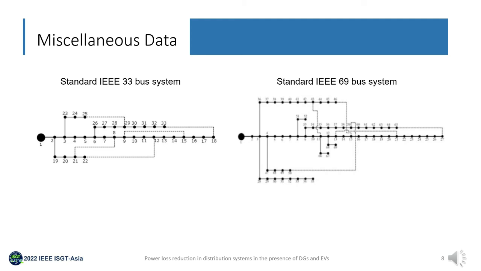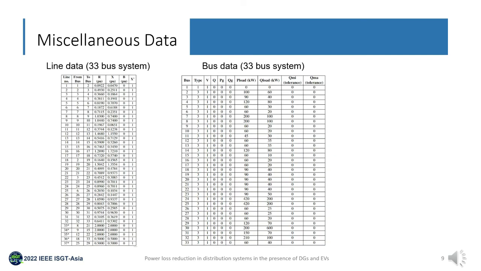This particular slide shows the data which we have used during our entire process. We have used the standard IEEE 33 bus system and also the standard IEEE 69 bus system. The following slide shows the line data along with the bus data for the 33 bus system which we have used in our process while we were doing trials. So we have considered this information and we went through the trials.